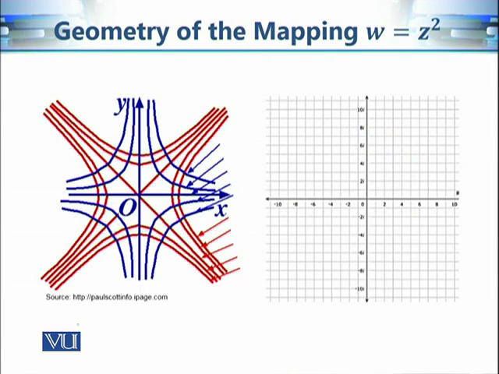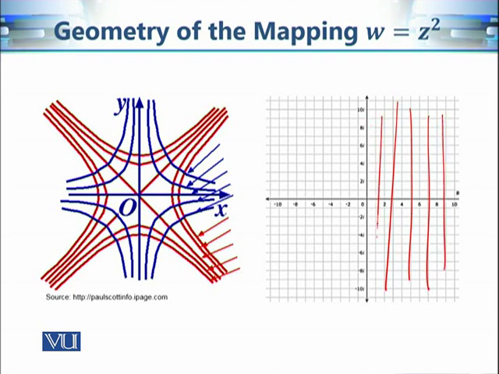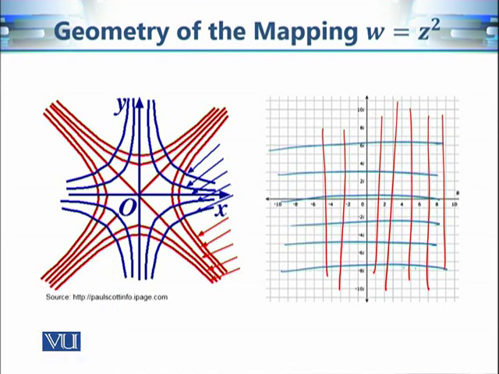Okay, so in general, if we have these hyperbolas, then these red lines will be mapped onto these vertical lines, and these blue lines will be mapped onto horizontal lines. So this is the effect of applying this mapping z square onto these hyperbolas.